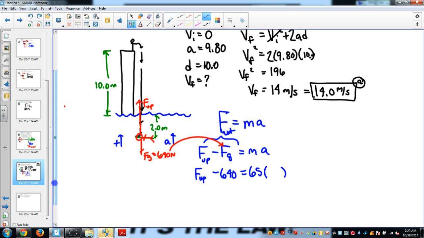And the acceleration, that's going to be tricky. The acceleration, I'm going to have to do a whole separate problem for, because I know his initial velocity when he entered the water was 14 meters per second, and I know his final velocity is 0. I know the distance that it came to rest is 2, and I'm going to make it negative because he's going down, which is going against my positive, and I'm looking for the acceleration. So again, I'm going to have to use this equation.